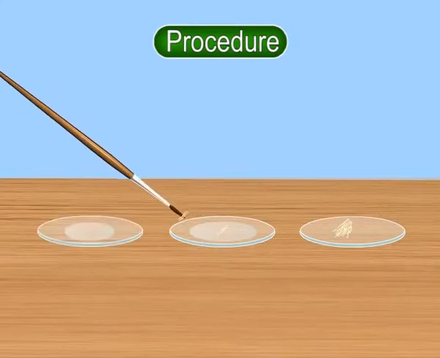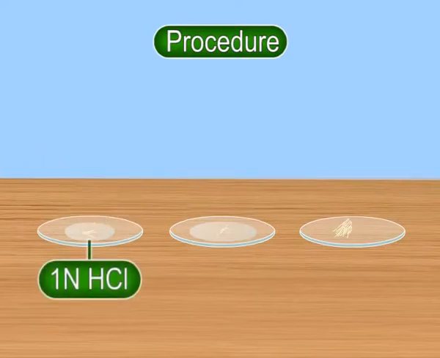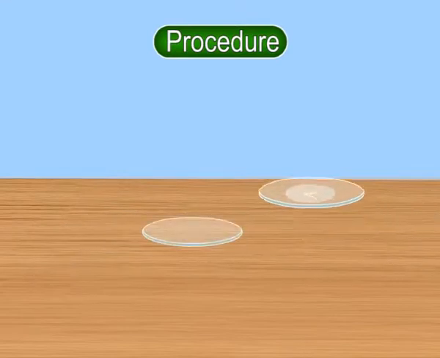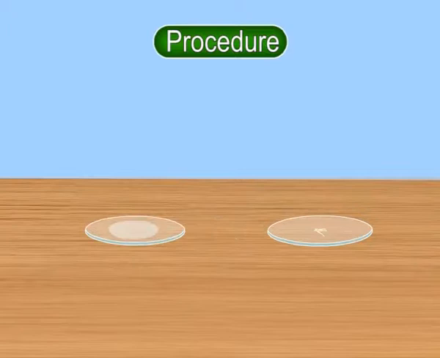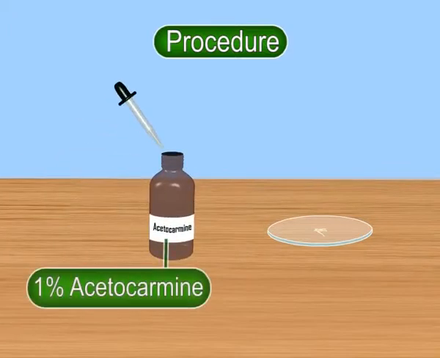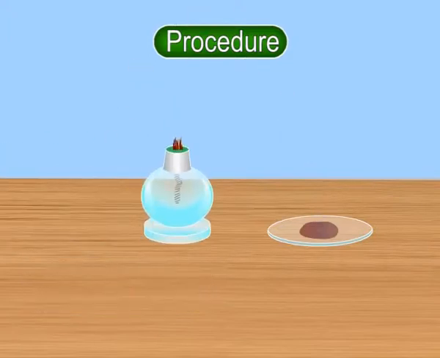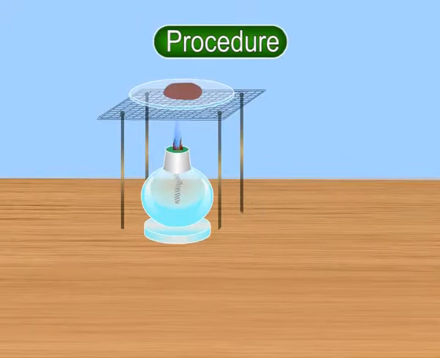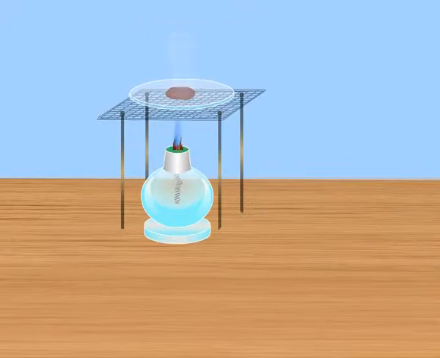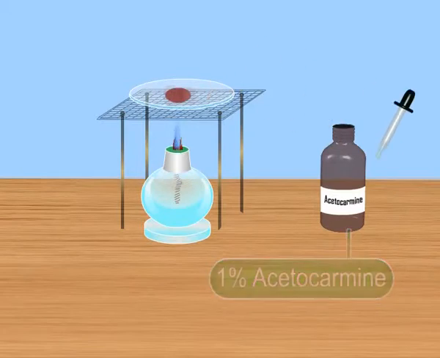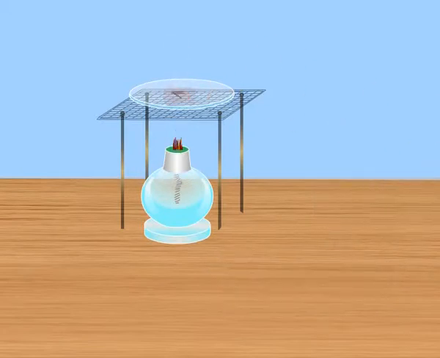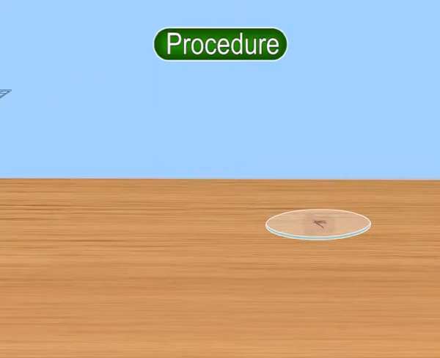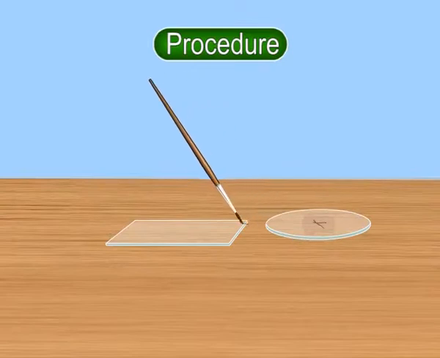Transfer the root tips into 1N hydrochloric acid in a watch glass. Decant the 1N hydrochloric acid and add a few drops of 1% acetocarmine solution. Warm it till the stain evaporates. Before it is dried, add more stain to it. It is necessary for better staining. Select a healthy root tip and place it on a slide.